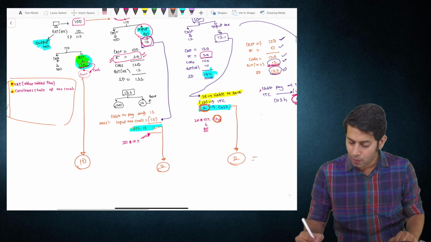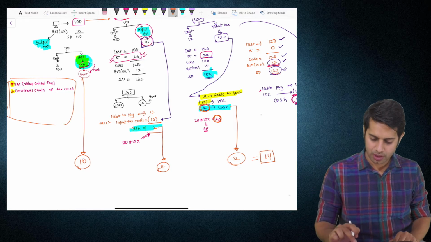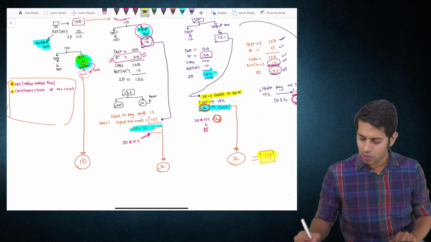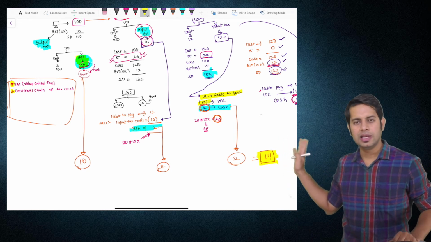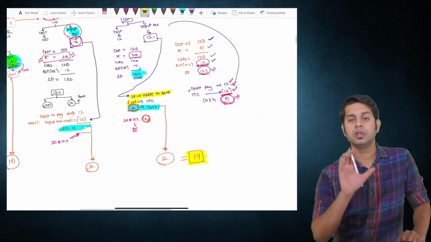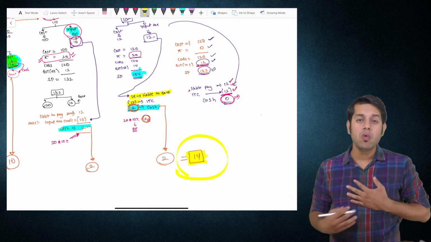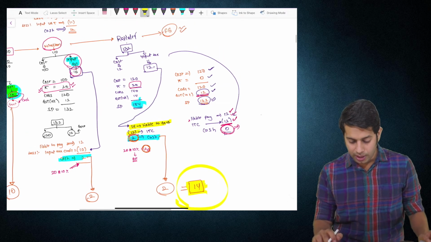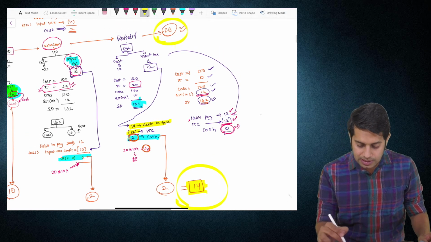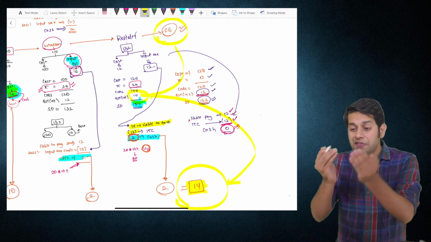So the total amount of tax which is paid to the government in cash is how much? 12 rupees, sir. Sorry, the total amount of tax paid to the government in cash is 14 rupees. Now this entire 14 rupees, no one is paying from their own pocket. This entire 14 rupees is collected from the final consumer.